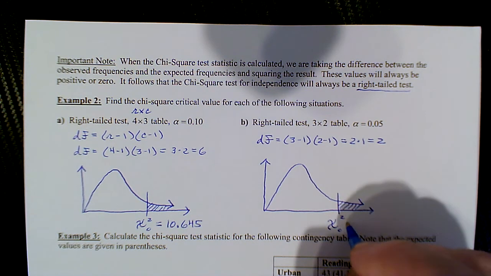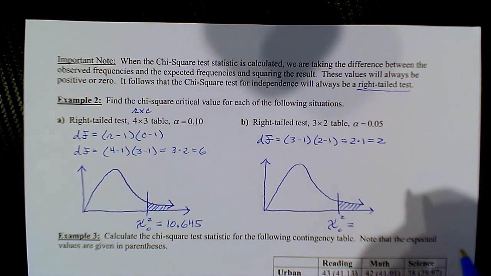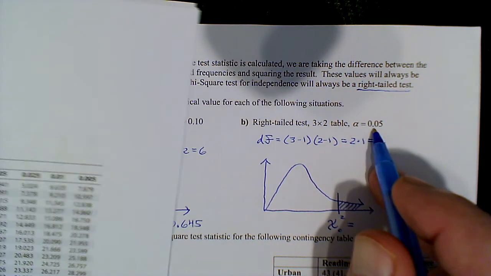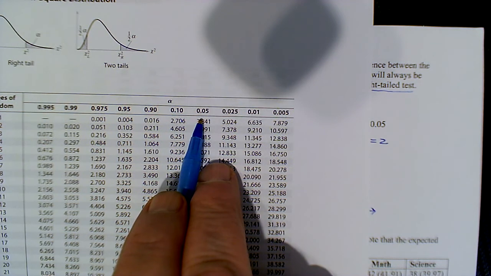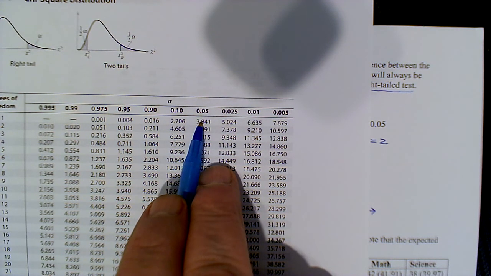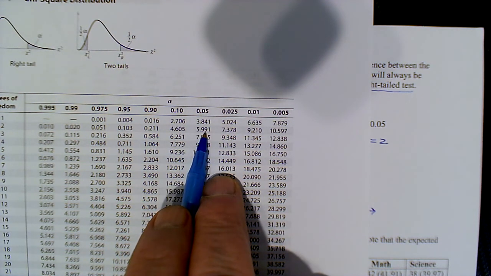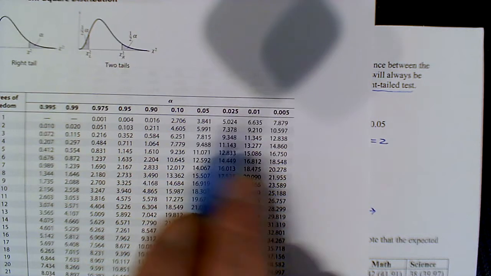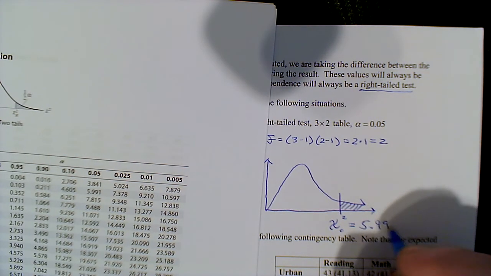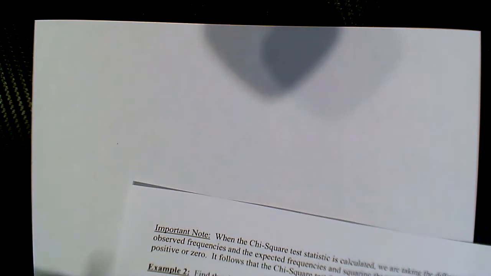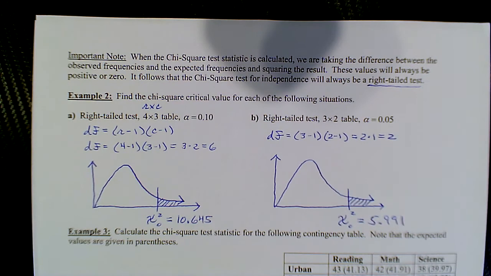Here's chi-squared sub-zero again, the critical value, using the table. Now we're looking for alpha 0.05, so that's the 4th column from the right. And degrees of freedom are only 2 here, so 5.991. Okay, so easy enough to do that.